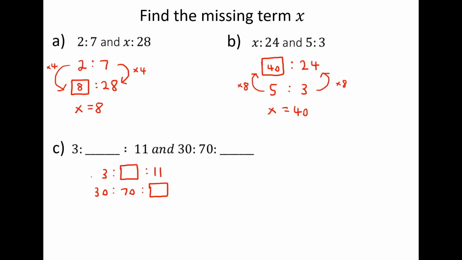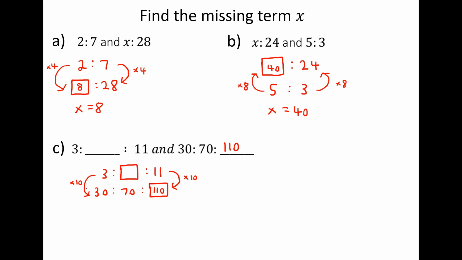So let's ask ourselves this question. How can I get from 3 to 30? Well, I times 10, right? So that means I can also do the same thing for 11 here and do 11 times 10. In this case, 11 times 10 is going to be 110. Great, so I found one of them. This is now 110. Now I just have to find this one here.